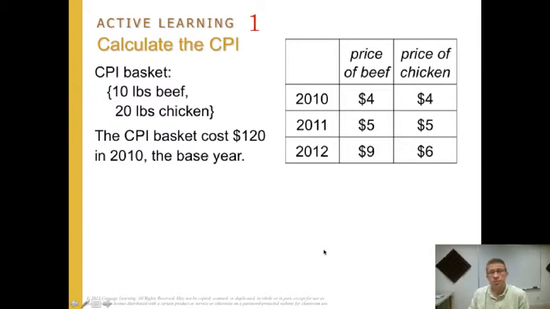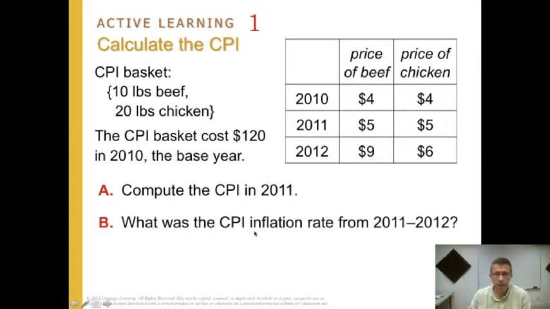Okay, we've got a different example here, calculating the CPI with a basket of beef and chicken, where the basket is 10 pounds of beef and 20 pounds of chicken. You can see that we've already calculated that the basket costs $120 in the base year. Right? 4 times 10 is 40, 4 times 20 is 80, 40 plus 80 gives us the 120. What is the CPI in 2011? And what's the inflation rate from 2011 to 2012? So again, I'd like you to pause this and try to work on these two questions right now.